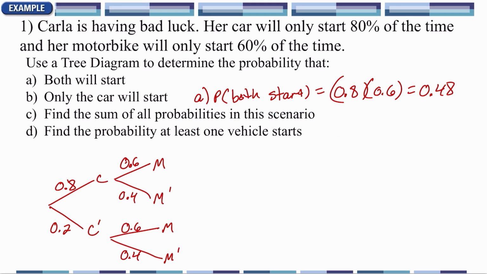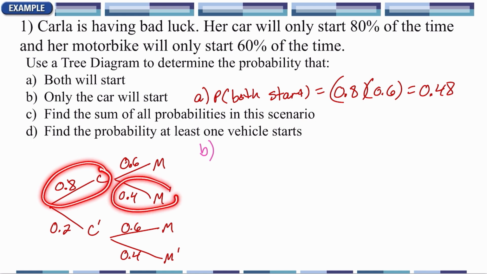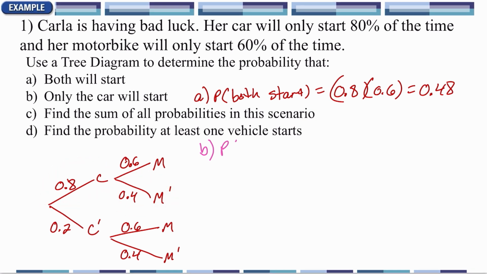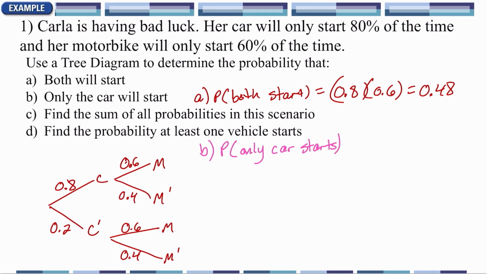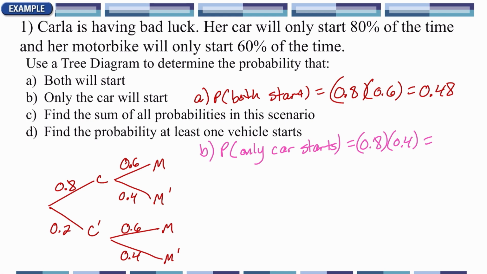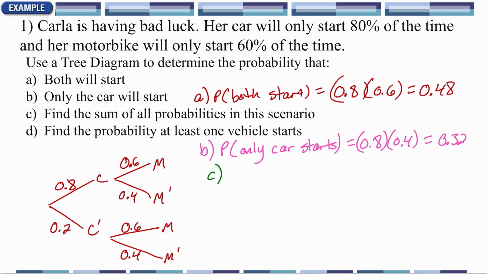Okay. Then for part B, the probability that only the car will start. So then we're looking at the car starting and the motorbike not starting. So probability only the car starts would be 0.8 times 0.4, which is 0.32. Now for part C, we want to find the sum of these probabilities.